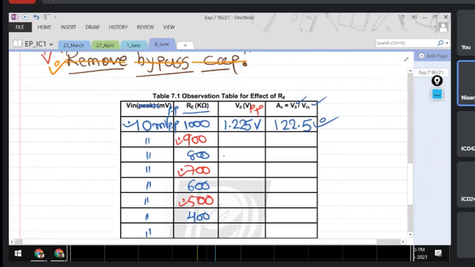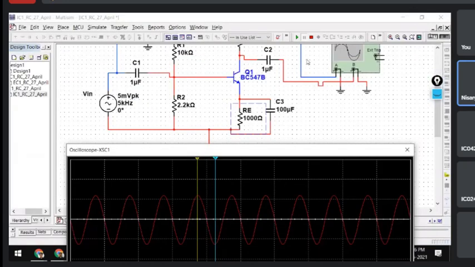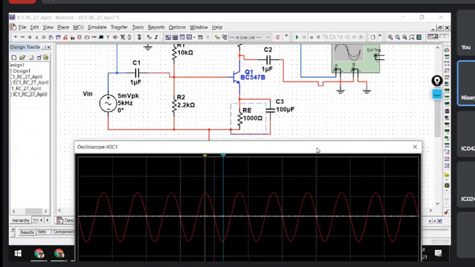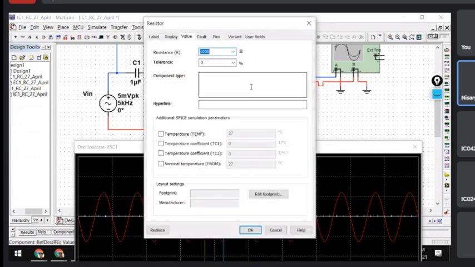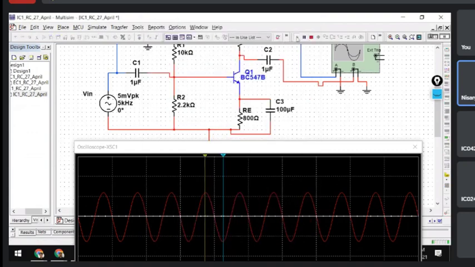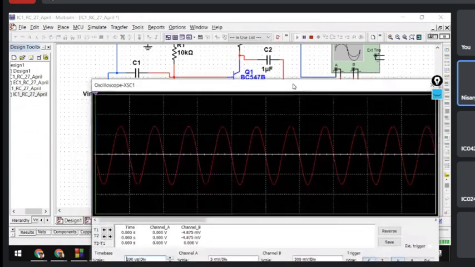Okay, so now let me set the value to 800. Let us decrease the value of RE, without removing the bypass capacitor, correct? So without removing the bypass capacitor, let us change it. Here, instead of 1000, let us go with 800. Enter, run it, and measure it.